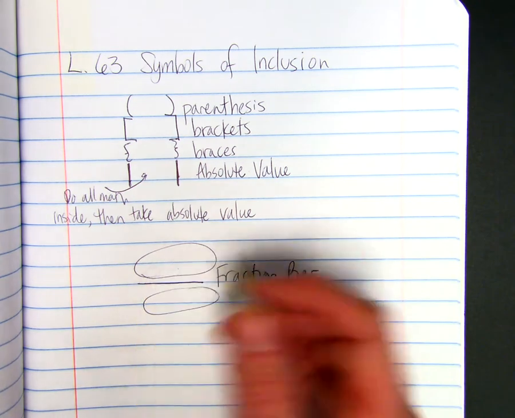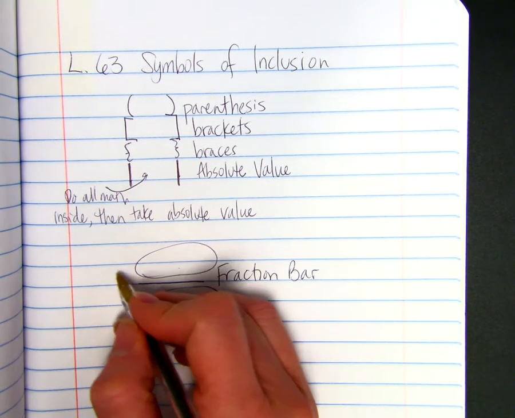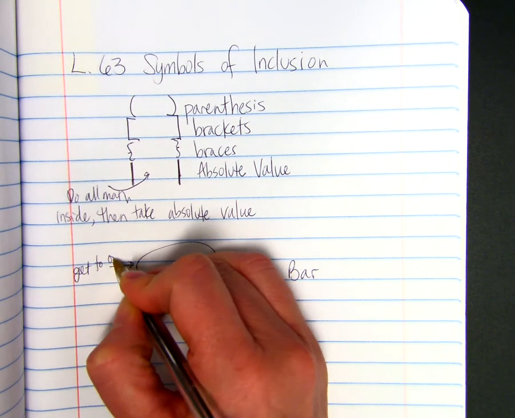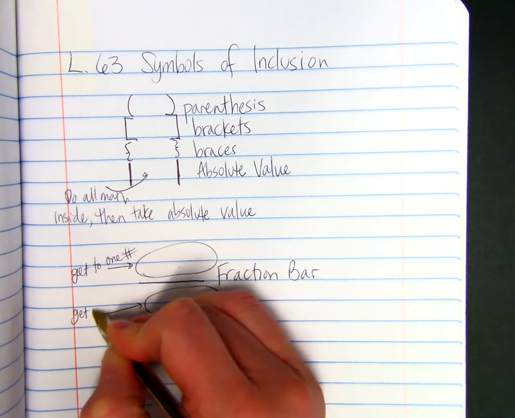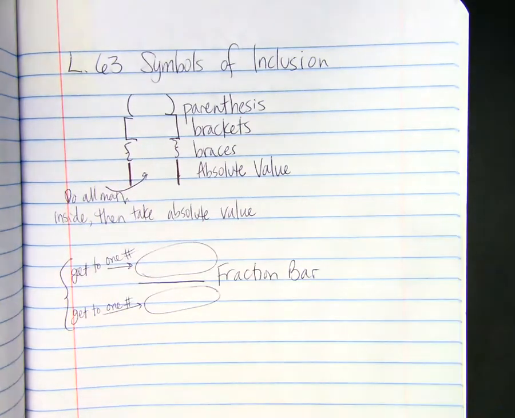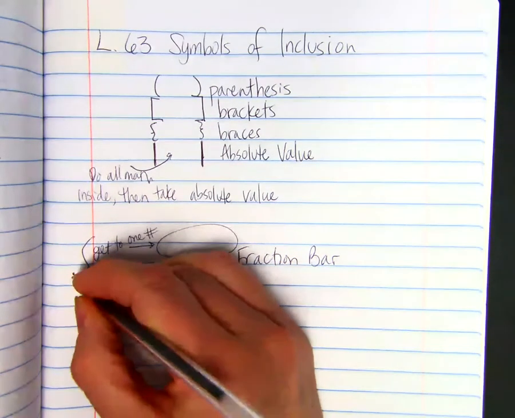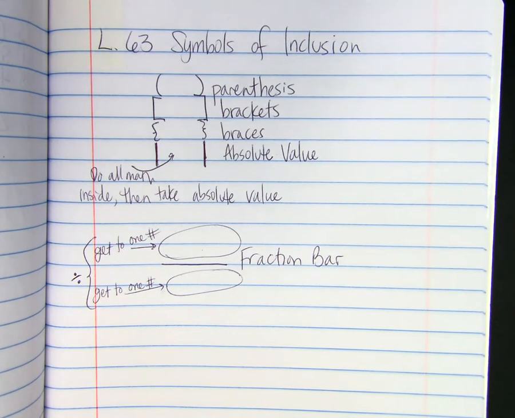Okay, so you want to do the work here. So you want to get to just one number here, and then you want to get to one number here. So you just have one number divided by another number. Then in your order of operations, when you get to division, you're going to divide those two.